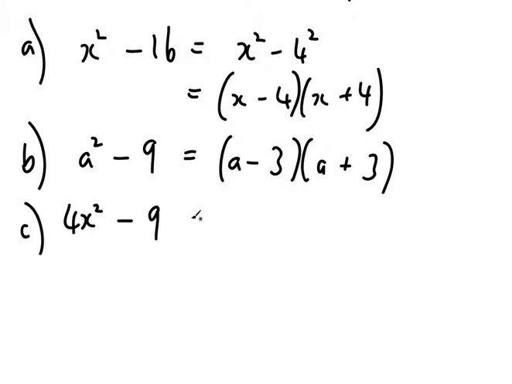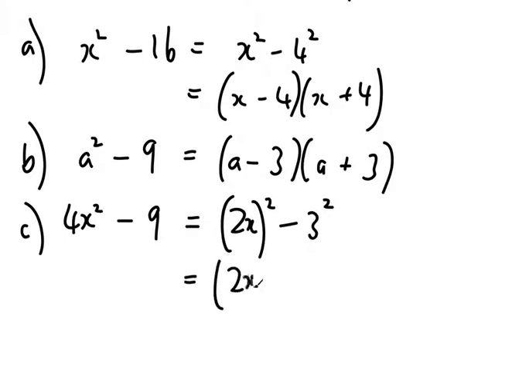So what I can say is that this is equal to 2x squared minus 3 squared. Okay, so this is going to be 4x squared, this is going to be 9. So in terms of putting this in brackets, in terms of factorizing this, I've got 2x and a 3, and 2x and a 3 again.